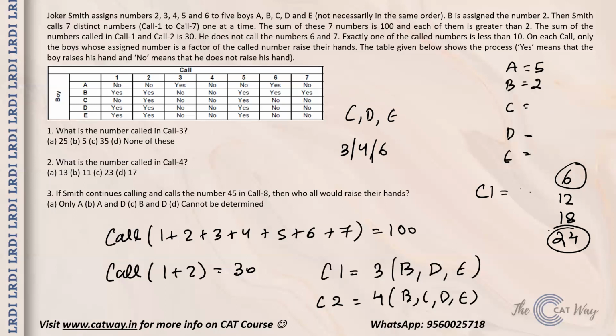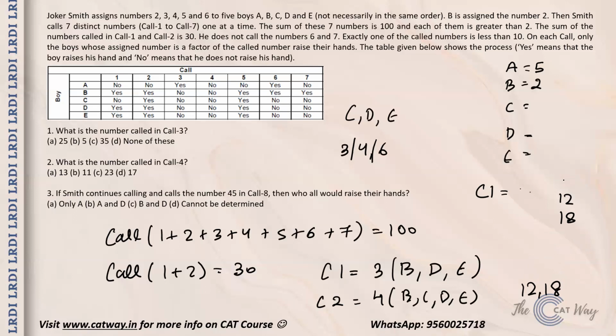Now, guys, this is one possibility, that C1 and C2 might be 6 and 24. And the other possibility is they might be 12 and 18. Between these two, to determine which is the actual case, if you look closely, what has been given is that the number 6 has not been called. So the possibility of 6 and 24 being C1 and C2 is not an option. The only option for C1 and C2 is 12 and 18.